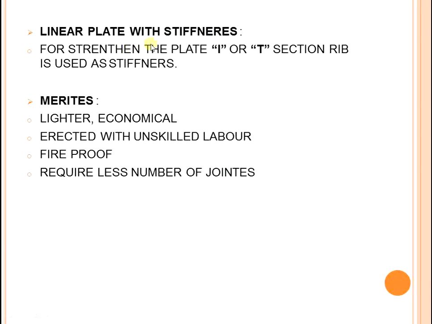Next, liner plate with stiffness. For strengthening the plate, an I or T section rib is used as stiffness. As per the strength requirement, we use the liner plate supported with an I or T section rib.